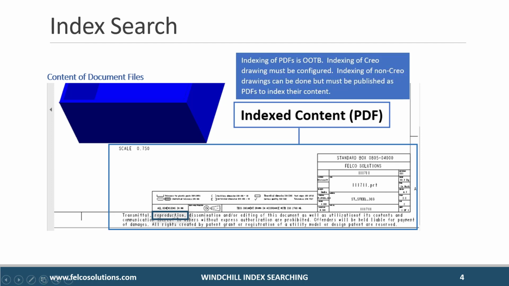Now, a few key things that I want to point out. PDF indexing is out of the box. Creo drawing indexing has to be configured, and you cannot, repeat, cannot index non-Creo data drawings. But that doesn't mean you actually can't index them in a different way. What we could do is publish those non-Creo PTC objects as PDF from the publisher in Windchill, and then index those PDFs so that you get the same functionality that you would see for PDFs or Creo drawings.